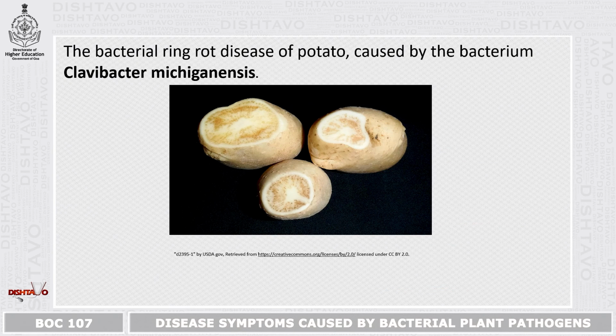The example is bacterial ring rot disease of potato, which is caused by the bacterium Clavibacter michiganensis. This picture is of bacterial ring rot which is caused by the bacterium Clavibacter michiganensis.